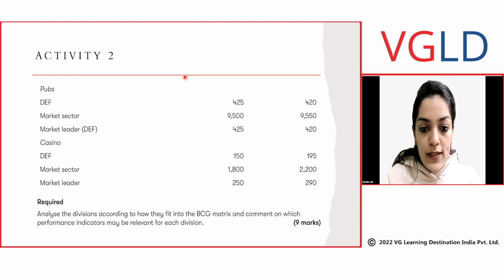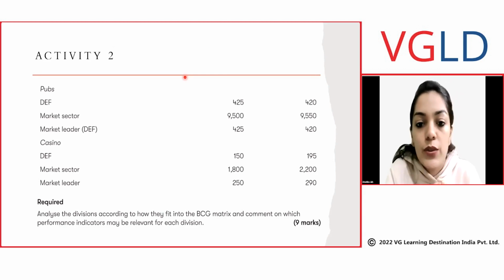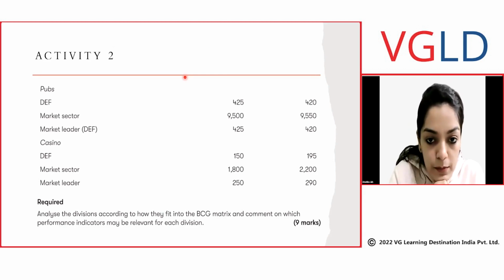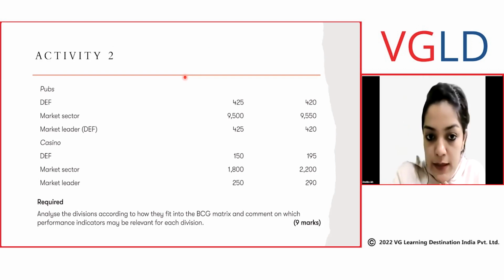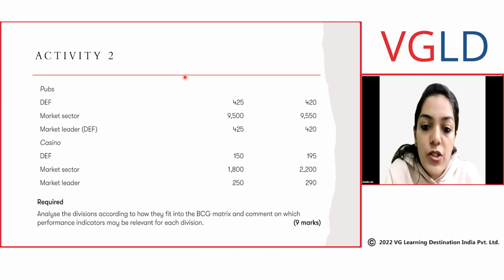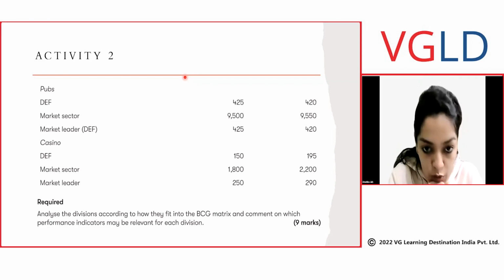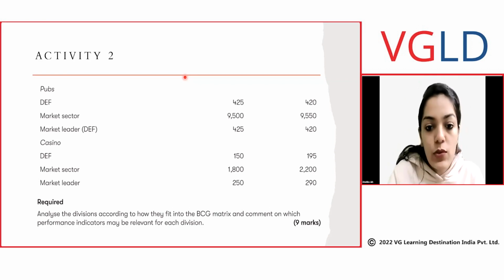So Ayushi has shared the answer. Let me read it. And she says restaurants are dogs, business units with low relative market share in low growth markets, and metrics in low growth markets should focus on margins and cash generation, and the company should focus on cost control to preserve the profit.